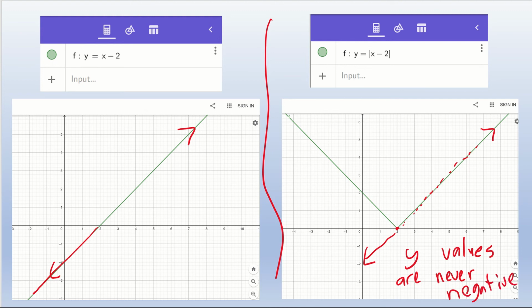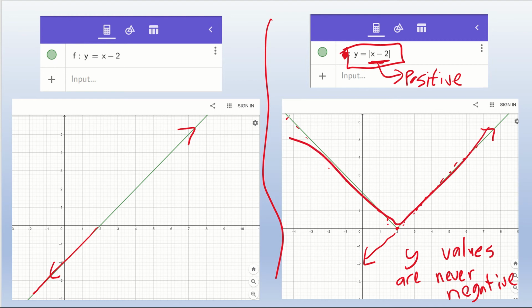And you'll notice that that lines up with what we were talking about before, because if you look at your function up here, y is equal to the absolute value of x minus 2. Well, this here is always going to be positive. So it's no surprise that on my graph, my y values now are always going to be positive. In other words, this graph here never goes down below the x-axis.